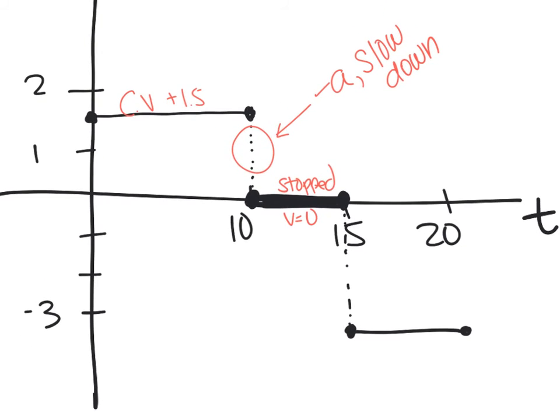Here, though, is where it gets a little bit tricky. Do you agree a horizontal line means I'm going at a constant velocity because acceleration equals 0? And my constant velocity was negative 3 meters per second. Do I have an acceleration here? Yes. It is a negative acceleration, correct? Is it a negative acceleration because I slowed down?